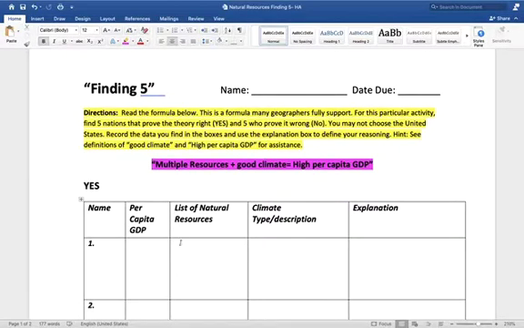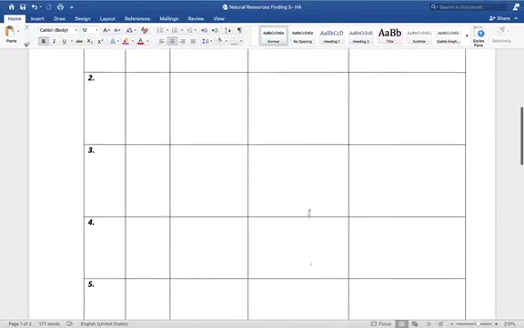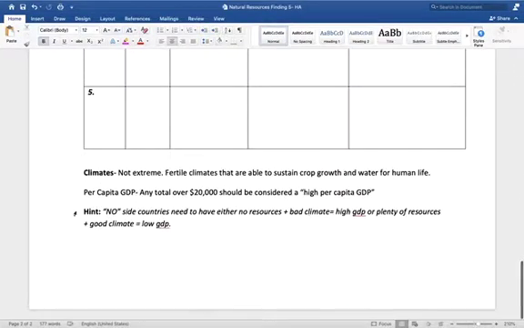You're going to record the data that you have in the boxes and use the explanation box to define your reasoning. And hint, see definitions of good climate and high per capita GDP for assistance. So at the bottom of the sheet, I've given you a definition. A good climate means not extreme. It's a fertile climate where you can sustain crop growth and you have water for human life. Per capita GDP, any total that's over 20,000, we are going to consider a high per capita GDP. So if it doesn't meet that threshold of 20,000, we can't say it has a high GDP per capita.